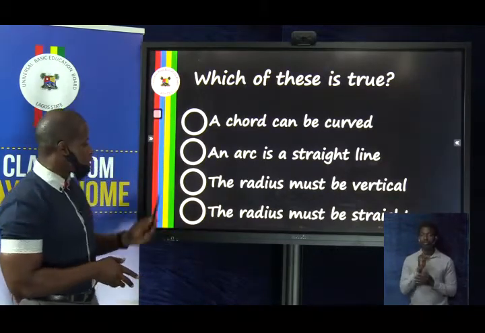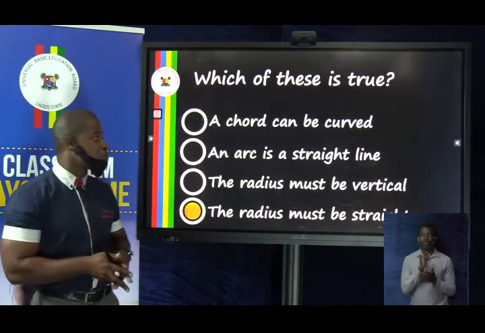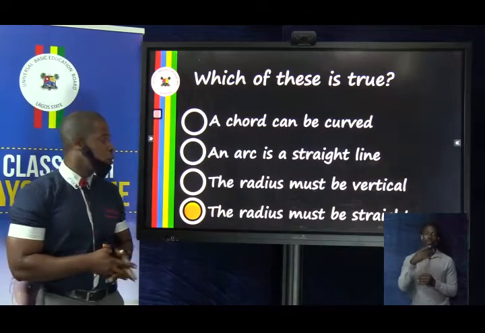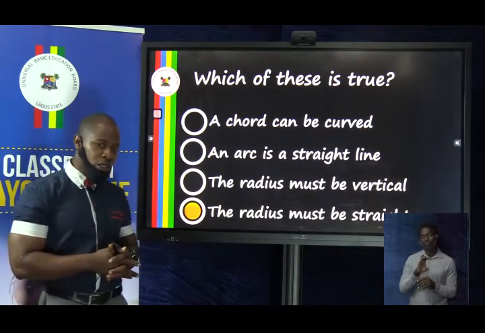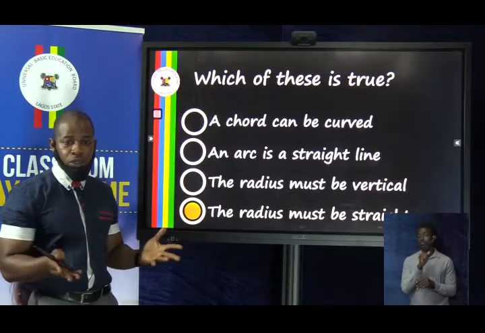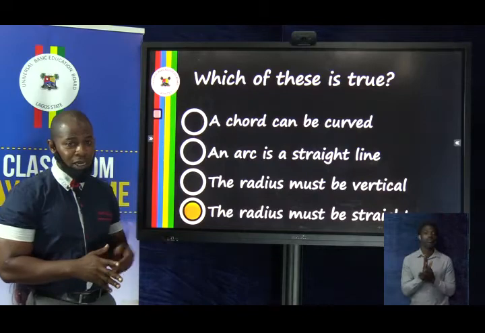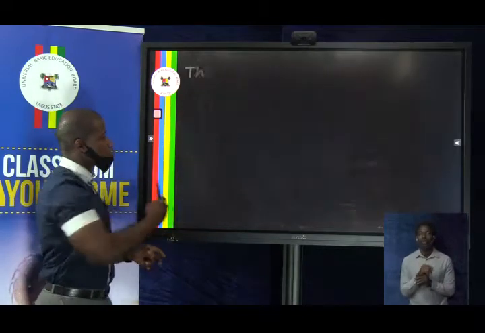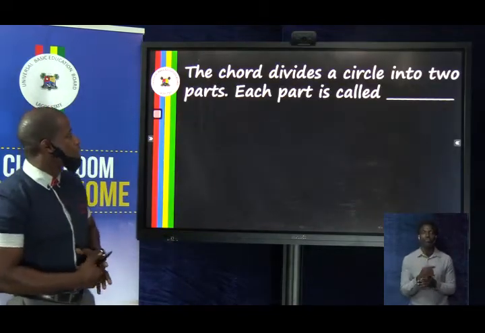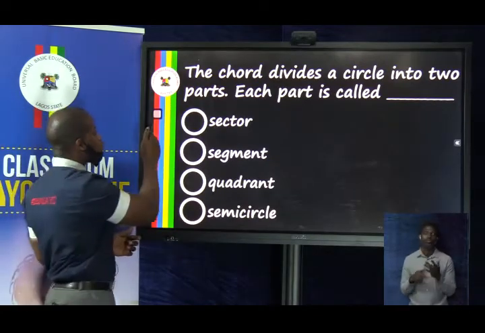The correct option is, the radius must be straight. That is the only one that is true. A chord can never be curved. An arc is not a straight line. The radius doesn't have to be vertical. It can be a diagonal. It can be horizontal. But the radius must always be a straight line. That is true.